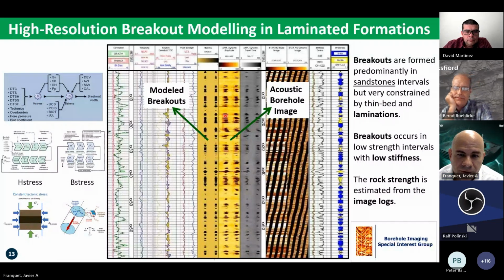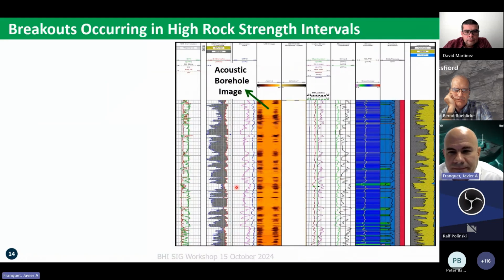So this is the case of a highly laminated formation where the breakouts are happening in the weak and low stiffness layer. Now, if you have seen breakouts long enough, you know the breakout sometimes happen in the strong rock. And these are a little bit more interesting because if you use the same boundary condition, you will never match those breakouts, okay?